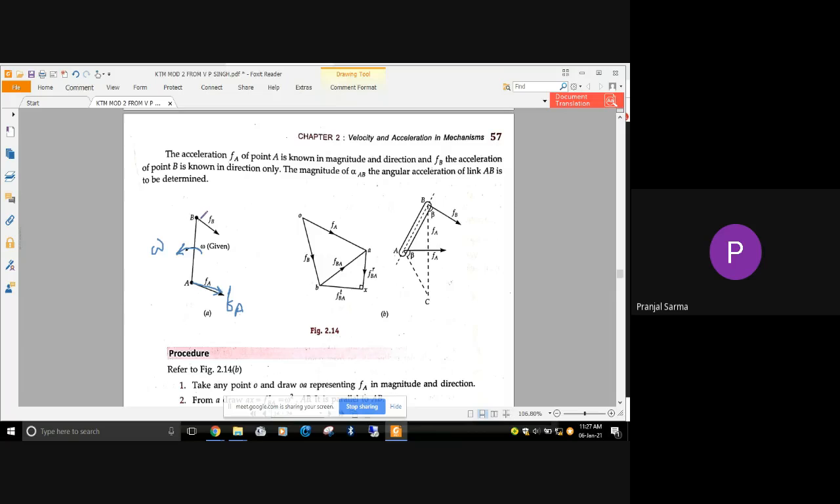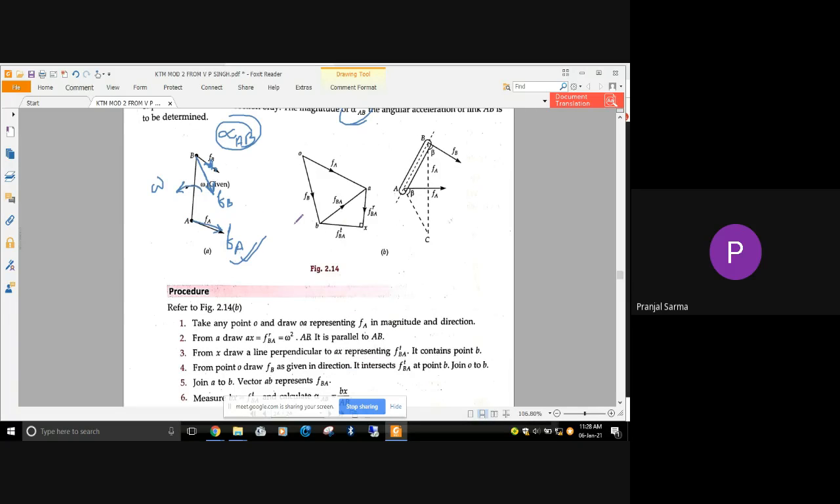Next, for point B, let's consider it this way. Don't consider this direction as per this particular figure; this direction is wrong. So let's consider it in this direction. Suppose we have got the magnitude this way. So the acceleration F suffix A of point A is known in magnitude as well as direction, and FB is known only in direction. What we need to find out is the magnitude of alpha of AB, that is, the angular acceleration of link AB. It has to be determined, and we are going to go for the graphical method.